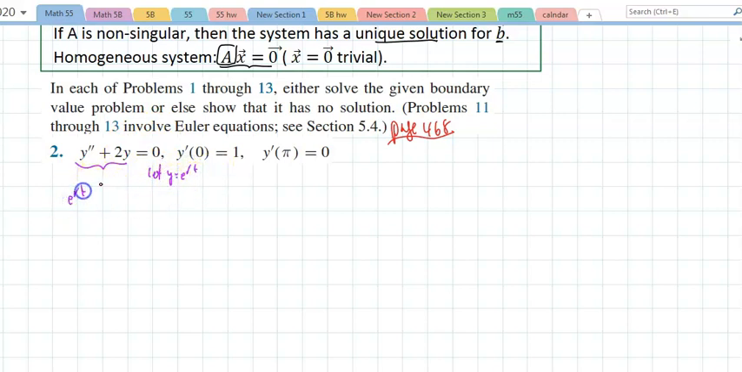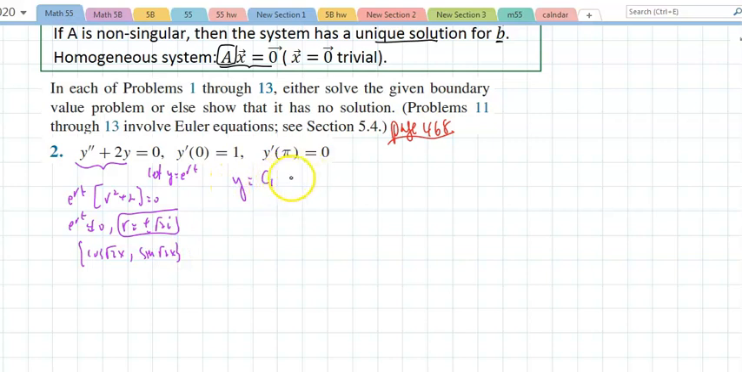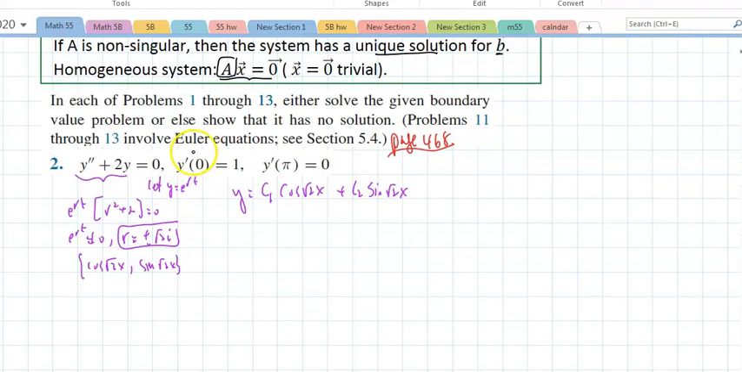So I'm going to get e to the rt times r squared plus 2 equaling 0. E to the rt, the usual, cannot equal 0. R must be plus or minus radical 2 i. So I know the fundamental set is the cosine of radical 2x and the sine of radical 2x. Here we have to make the shift back to x. So I know that y equals c sub 1 the cosine of radical 2x plus c sub 2 the sine of radical 2x.